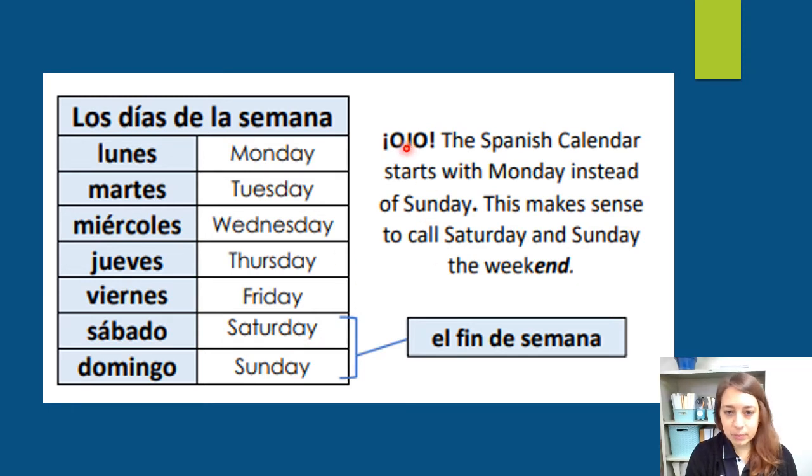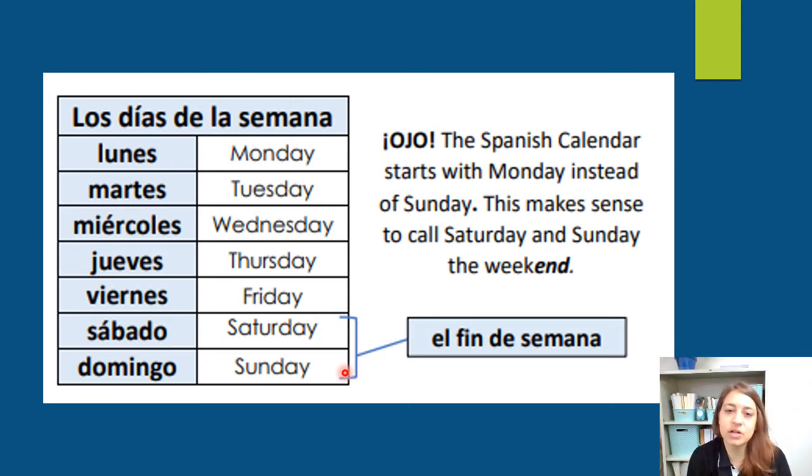One really important note, remember, ojo means you need to pay attention because there's something that is going to be different than English, or it's something that is a common error in Spanish. So this note that I want you to write down is that the Spanish calendar starts with Monday instead of Sunday. And the reason is because they put the last 2 days at the end of the week, the Saturday and Sunday, because they want to put it there to call it the weekend, which makes sense.